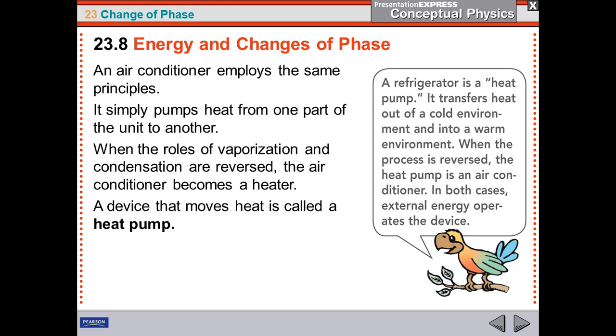The same thing happens in an air conditioner. An air conditioner employs the same principle. This is another application. It simply pumps heat from one part of the unit to another. When you use it as a cooler, the heat is taken from the room and released outside. But when the roles of vaporization and condensation are reversed, the air conditioner becomes a heater. A device that moves heat is called a heat pump. So if the process is reversed, it becomes a heater.